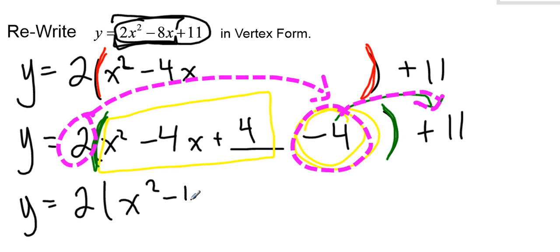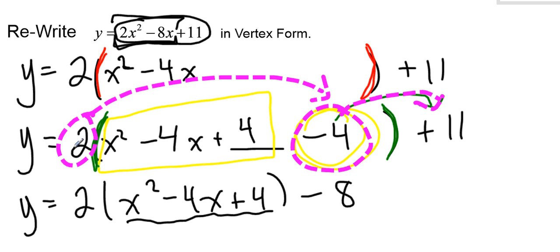So this is what my next step looks like. I haven't yet touched my perfect square trinomial. It's waiting for me to factor it. I'll do that soon. But this negative 4 term got moved out of the bracket. And when it got moved out of the bracket, the multiplication by 2 came into effect.